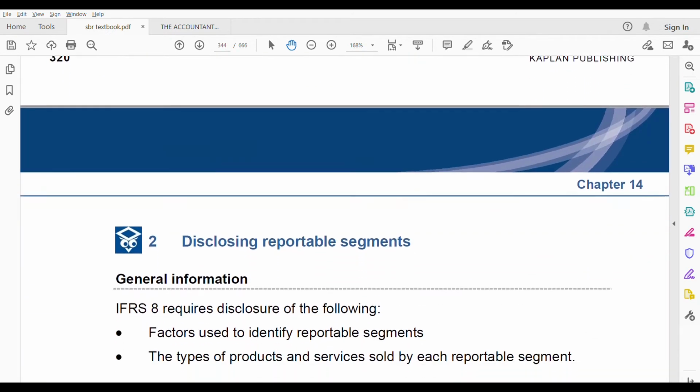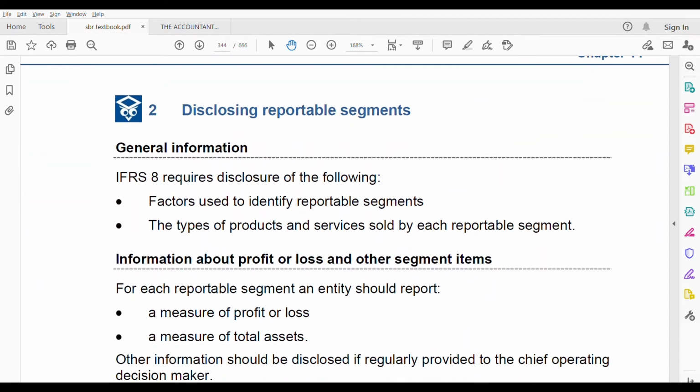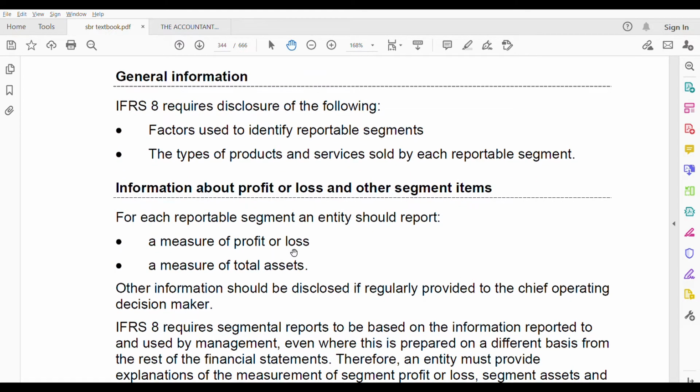Now let us go through this. Disclosing reportable segments. So general information. You need to disclose the factors used to identify the reportable segments and the types of products and services sold by each reportable segment. What about information about profit or loss? A measure of profit or loss, a measure of total assets. You need to disclose. Other information should be disclosed if regularly provided to the chief operating decision maker. If you're giving some information to be reviewed by the chief operating decision maker, you need to disclose that as well.